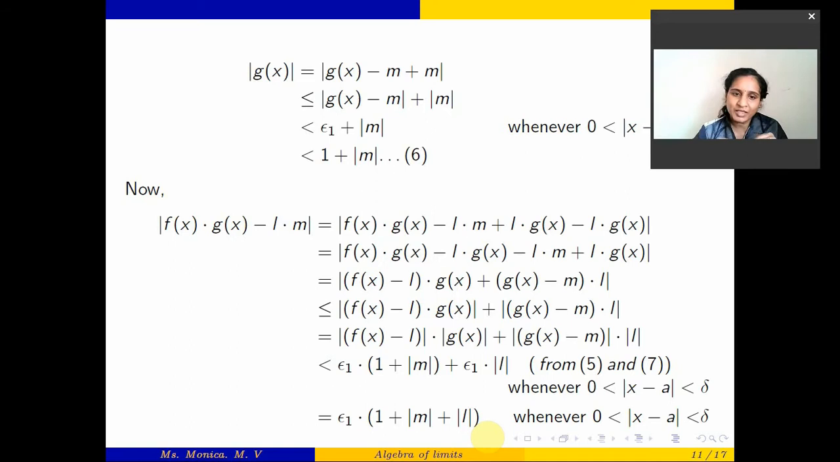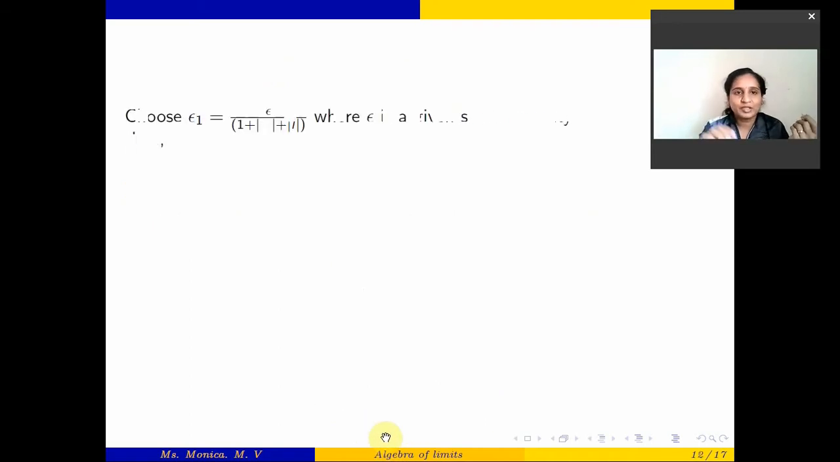That means given epsilon, I should find a delta such that when the distance between x and a is less than delta, the distance between these two terms should be less than epsilon. But the distance between these two terms, I have got it as less than some quantity which I am not so comfortable with. So I want to make this less than epsilon. So what is the condition I'll have to do? I have to remove all this and bring in epsilon. So how do I do this?